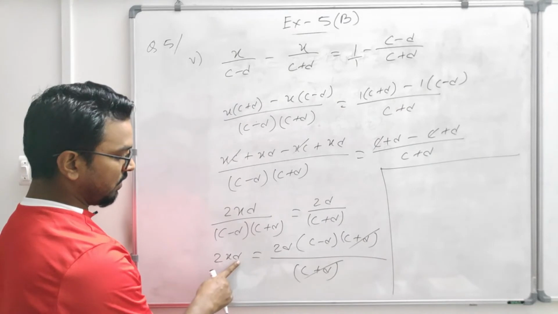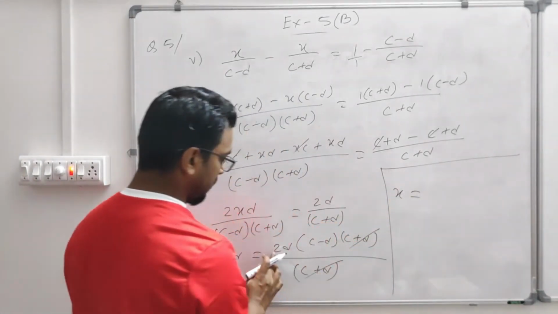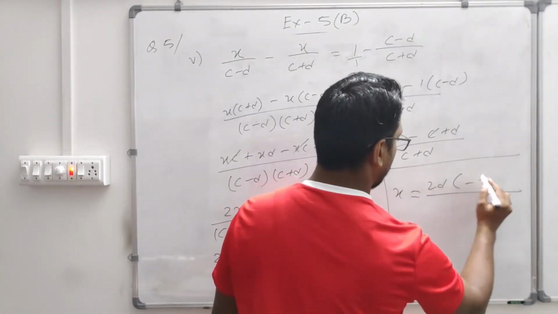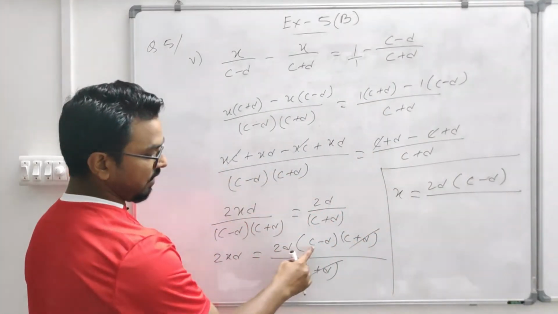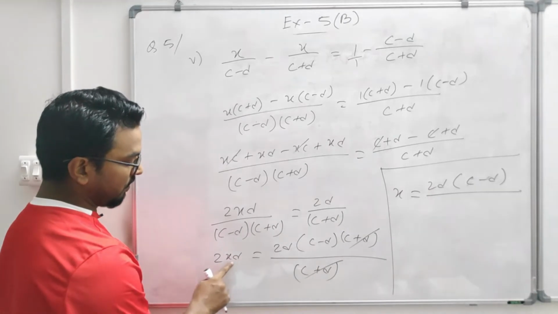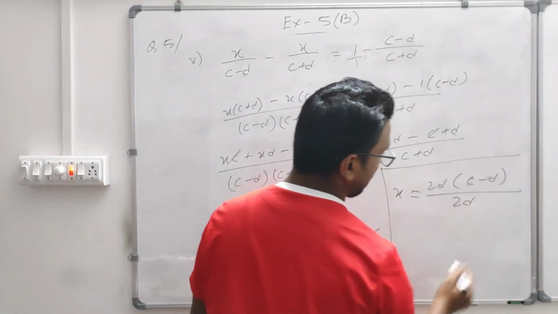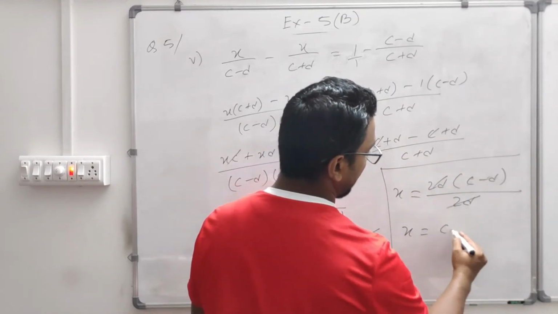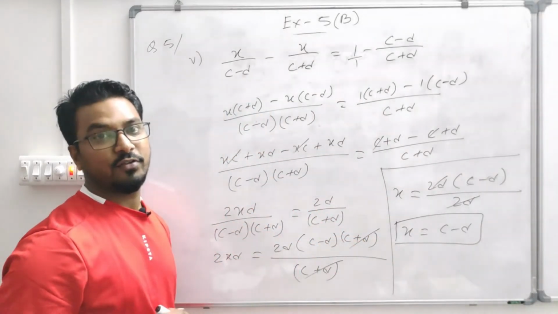So what can you take to the other side? If you keep x, in the numerator it is written 2d into c minus d. Okay, 2d is there and c minus d is left. So if you want to keep x on the left hand side, what do you have to take? 2d, so 2d you have to take to the other side. If you cancel, what you will get? The value of x, c minus d. So this will be our value of x.